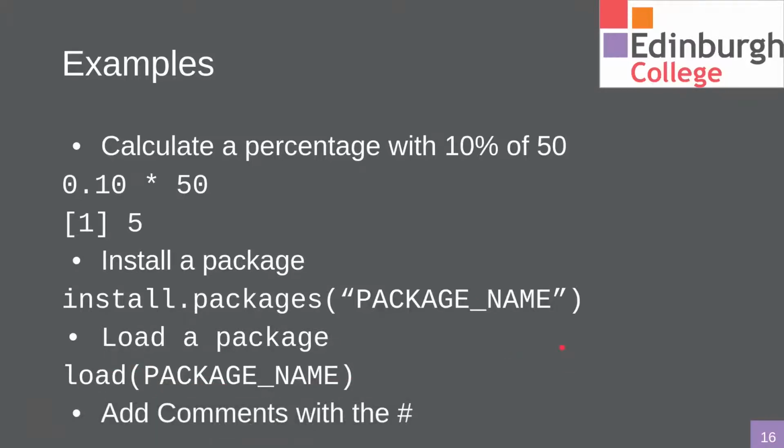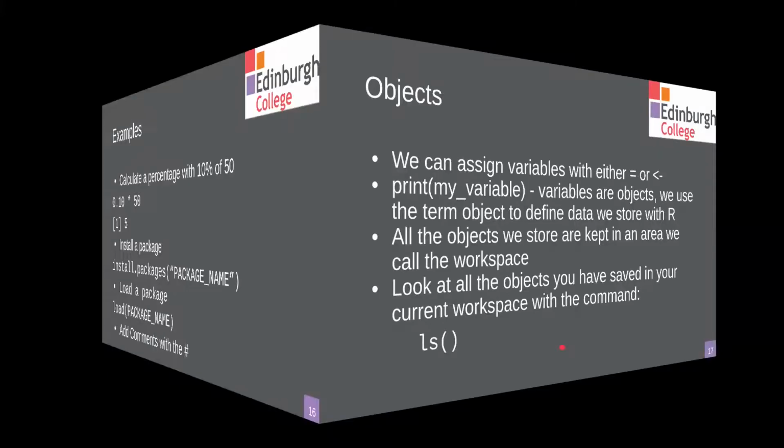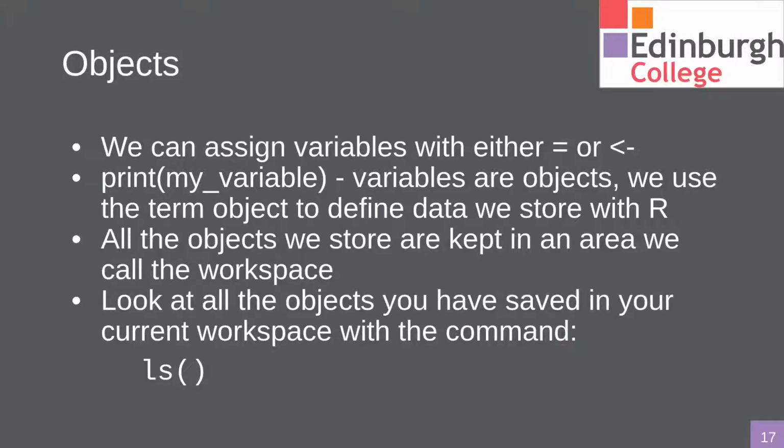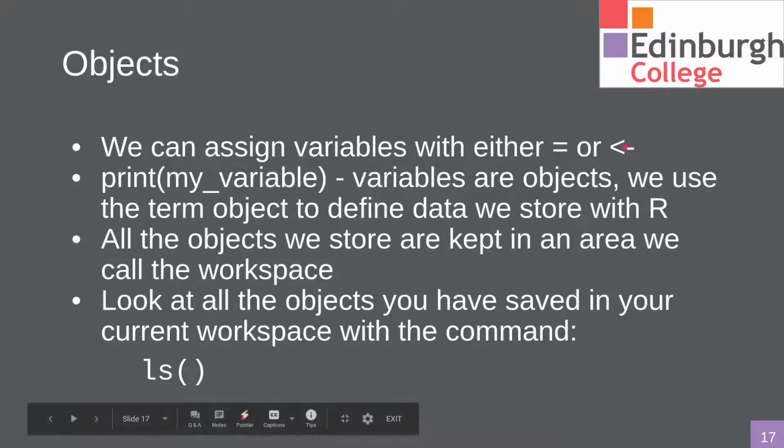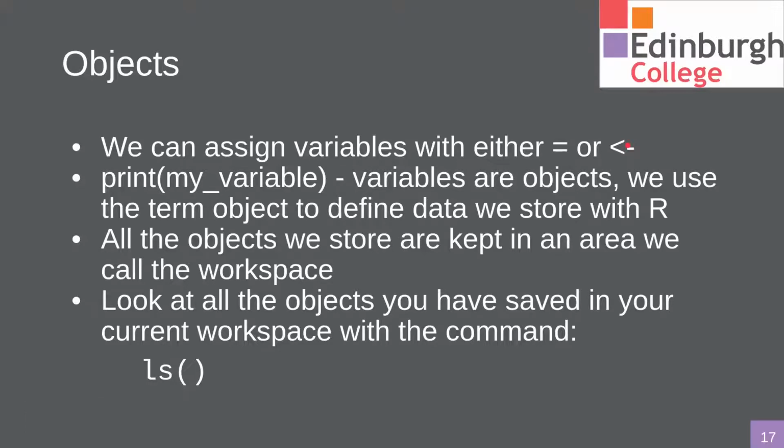Okay, there's lots of packages available online. So we can assign variables in R with the equal sign or this special assignment operator, this little arrow character in here. And variables in R are objects, okay? And we use the term object to define data that we store with R.